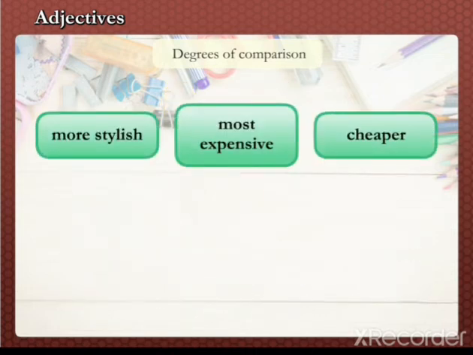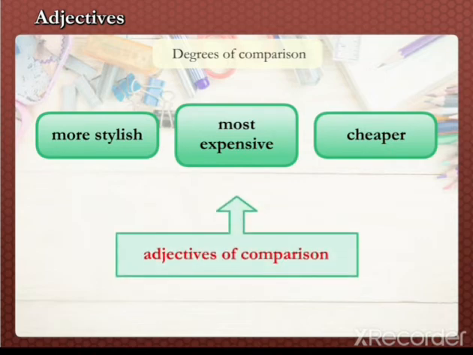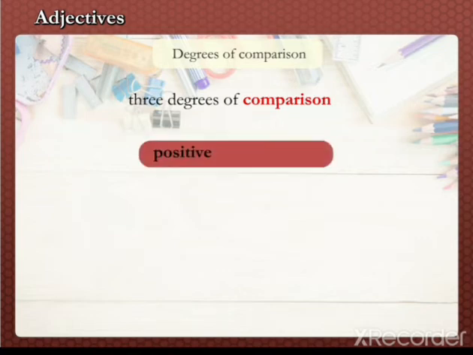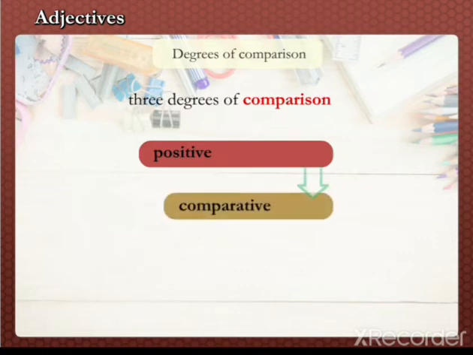Notice that in this conversation, the words more stylish, most expensive, and cheaper have been used to compare and contrast the dresses. These are adjectives of comparison. You have learned that there are 3 degrees of comparison. What are they? They are the positive degree, the comparative degree, and the superlative degree.